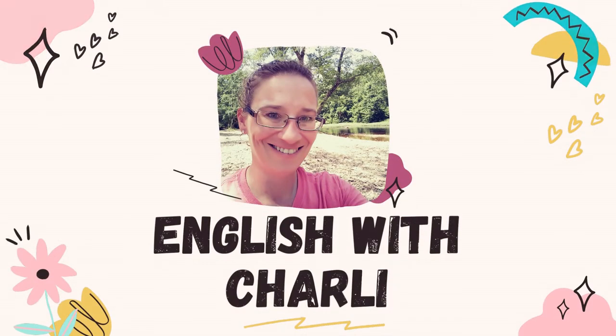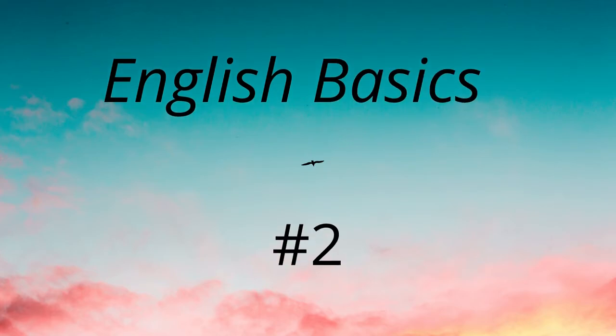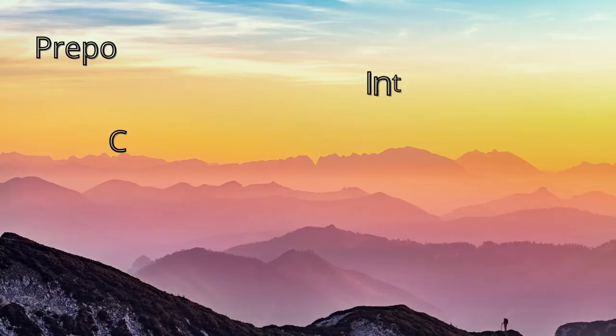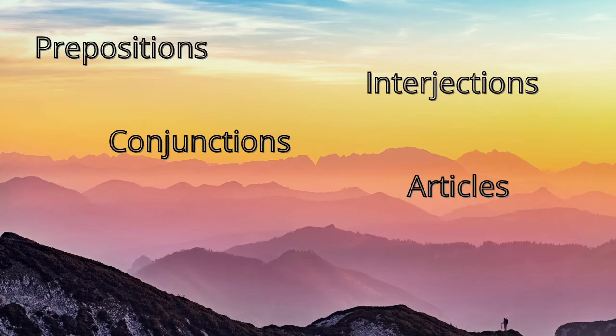Today we're going to go over the remaining parts of speech in English Basics 2. We'll discuss prepositions, conjunctions, interjections, and articles, and how they are used. To start, what is a preposition?